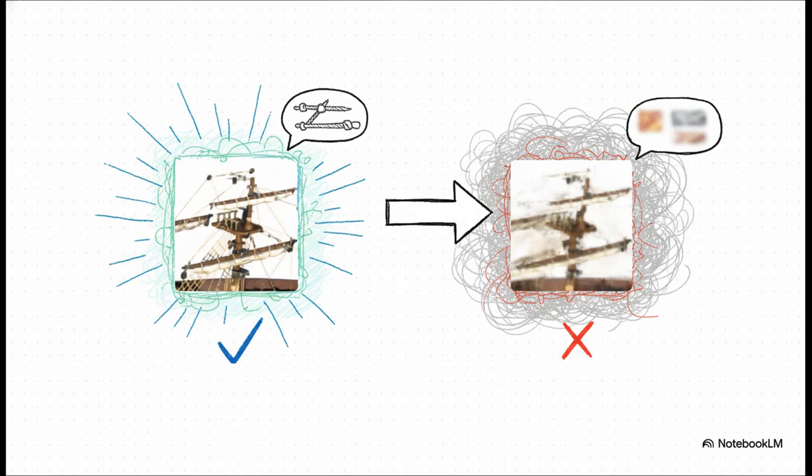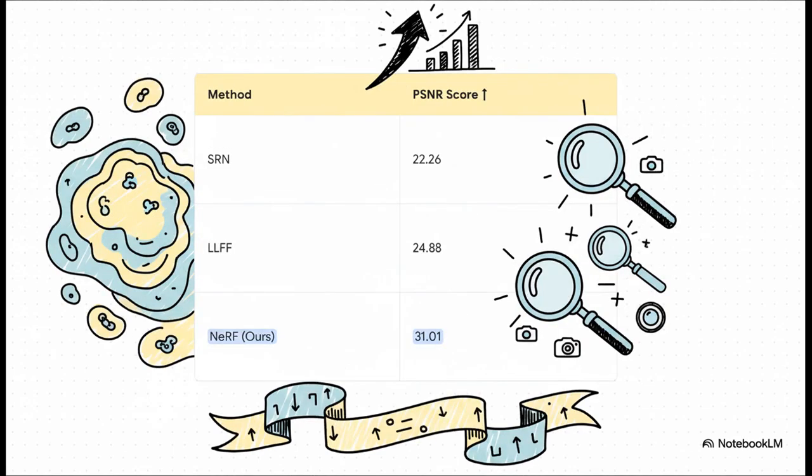Here's another one. Look at the incredibly fine, thin rigging on this model ship. On the left, NeRF rebuilds it perfectly. It understands what's solid and what's just empty space. The method on the right, though, it really struggles. It produces all these hazy, sort of ghost-like artifacts. NeRF just nails it.